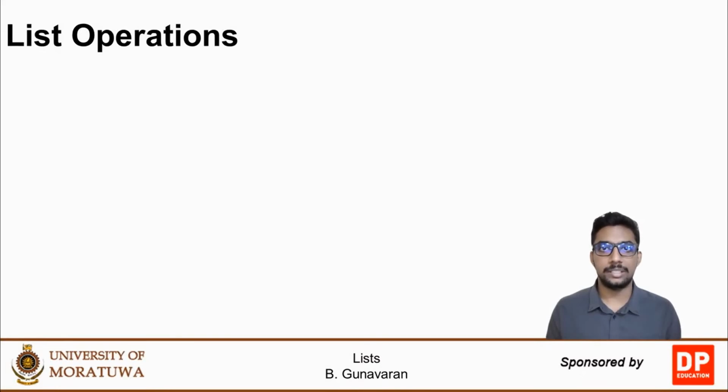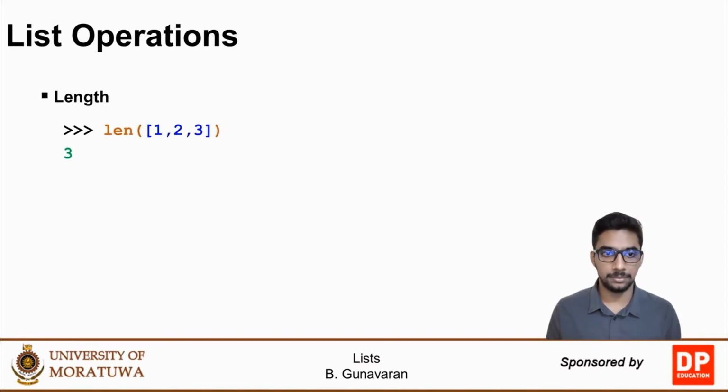Now, let us look at some more list operations. The first one is to find the length or size of a list. The function we use here is len, which stands for length. The length of this list is 3, as the list contains 3 values.